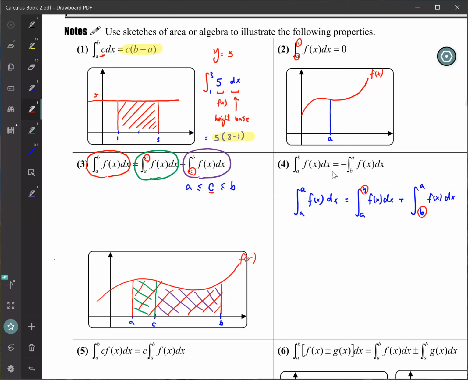Jason: Wait, I have a question about the A to B and the B to A thing. So A to B is one area, and then B to A is like you're going backwards, so it's negative? It will become negative, but right now we want to show that it will be negative, right?